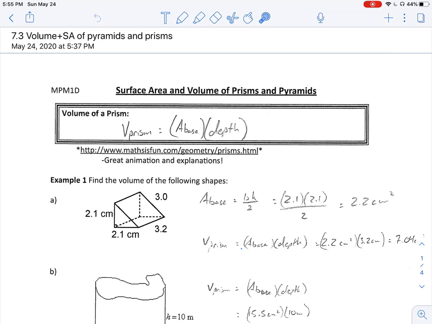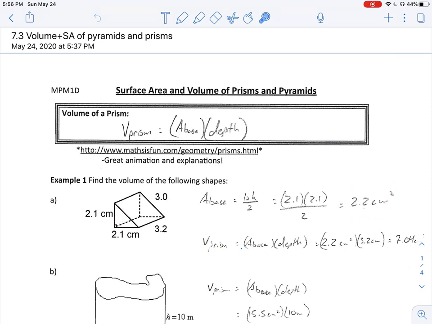Well, this one here, we have what appears to be a triangle connected by a rectangle. So the area of the base of a triangle is base times height divided by 2. In this case, the base is 2.1, the height is 2.1, divided by 2, which gives us an area of 2.2 centimeters squared. So this triangle area here is 2.2 centimeters squared.